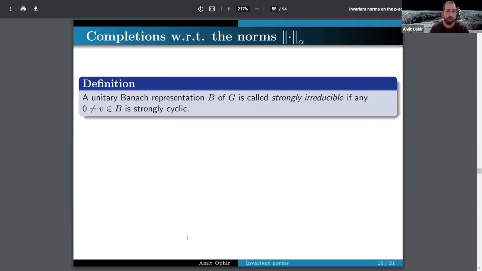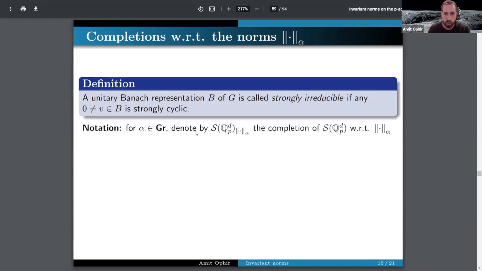And we say that the unitary Banach representation is strongly irreducible if any non-zero vector is strongly cyclic. Right, so in particular, any strongly cyclic vector is topologically cyclic, and any strongly irreducible representation is topologically irreducible. Finally, let me fix some notation. I will denote the completion of the space of Schwartz functions with respect to a norm alpha simply by writing the norm alpha in subscript.